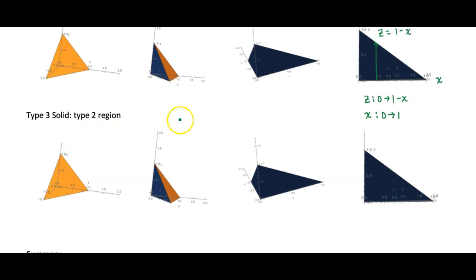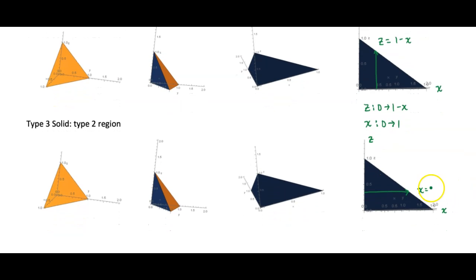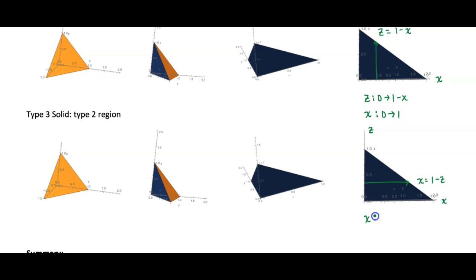Finally, a type 3 solid with a type 2 region means now we're breaking this projection up with a horizontal arrow because this is the z-x plane. This horizontal arrow is parallel to the x-axis, so we can rewrite this as x equals something. Rewriting this equation, x equals 1 minus z. And so our x bounds go from 0 to 1 minus z. And our z bounds go from 0 to 1.